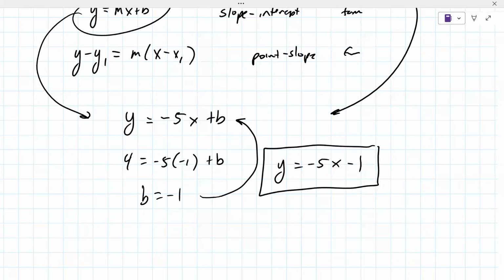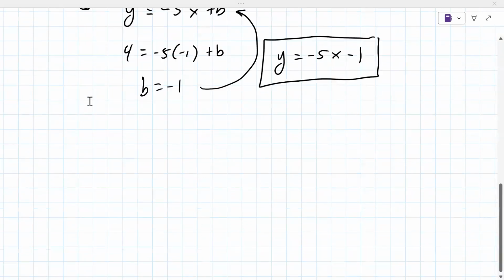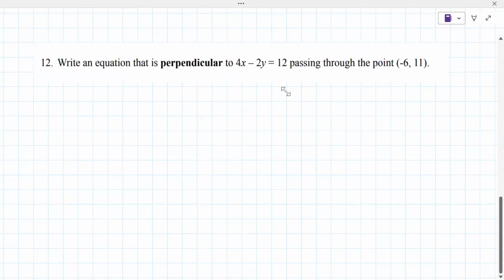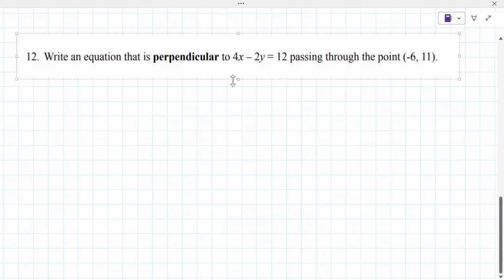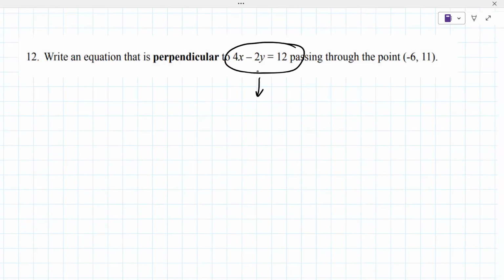All right. So now we can move on to number 12. It's very similar, but there is an important difference. This time it's perpendicular. But what's the same is that you have to start with this equation right here, and you have to solve it for y. Okay, so I'm going to do that for you here because I want you to figure it out.